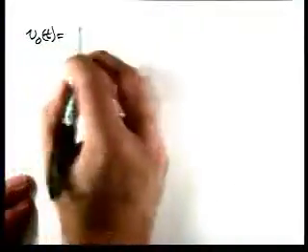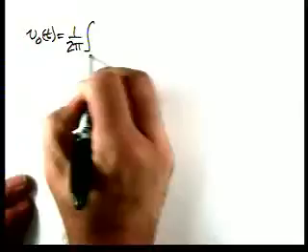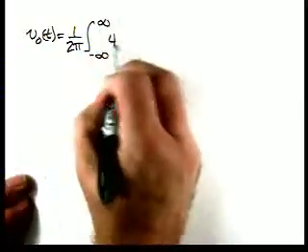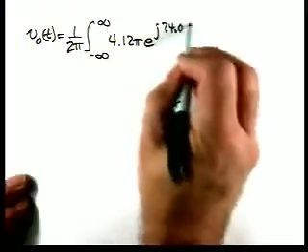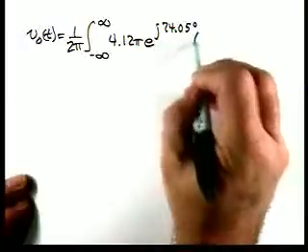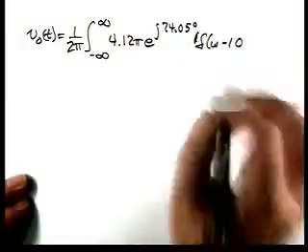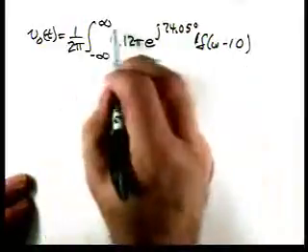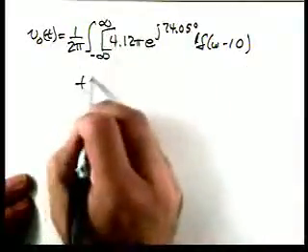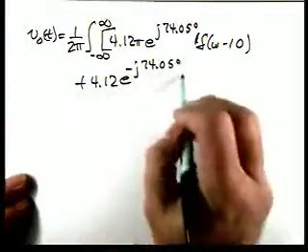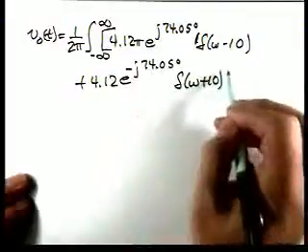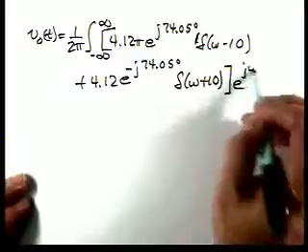So now, the inverse transform by the integral is 1 over 2 pi, integral from minus infinity to plus infinity of 4.12 pi e to the j 74.05 degrees delta of omega minus 10, plus 4.12 pi e to the minus j 74.05 degrees delta of omega plus 10, times e to the j omega t d omega.